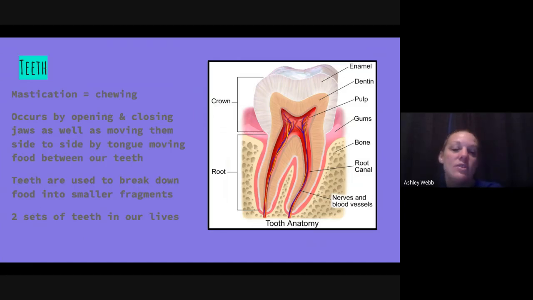The teeth are used to break down the food into smaller fragments, and as we all know, we have 2 different sets of teeth in our life. We start off with our baby teeth, and then about the time of kindergarten, first grade, so Dr. Maniac will be losing some teeth in the next few months to couple of years, we start to lose our baby teeth, and we get those adult teeth.